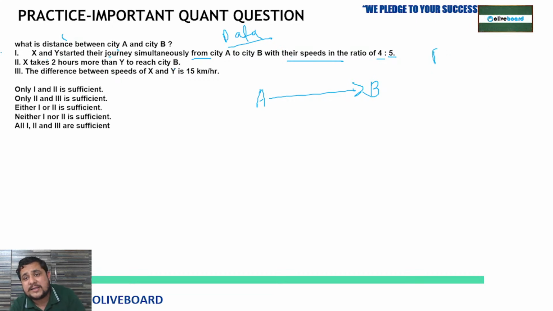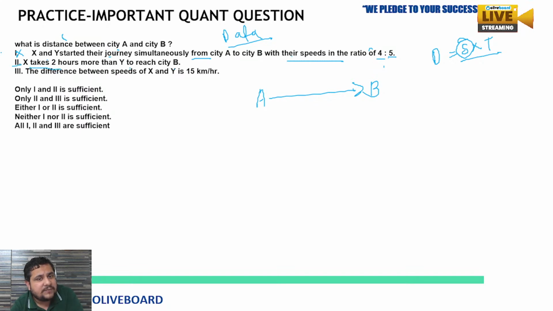We need to find out the distance. So distance is equal to speed multiplied by time. Do we know any speed and time data, complete data, so we can calculate anything? You will say no. So statement one alone is not sufficient to answer this question. Second one, X takes 2 hours more than Y to reach city B. So their time difference is given in the second statement, but it alone is not sufficient because it is only a time difference. Now the third one, the difference between the speeds of X and Y is 15 kilometers per hour, so their speed difference is given, which is also not sufficient to answer this question. So all three statements alone are not sufficient.